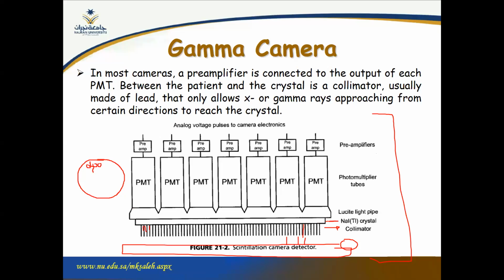After radiation goes through the collimator, it will hit our crystal, the sodium iodide crystal. The function of the crystal is to convert the gamma radiation coming from the patient to light, okay? And then it will go through the photomultiplier tube and be converted to an electrical signal.